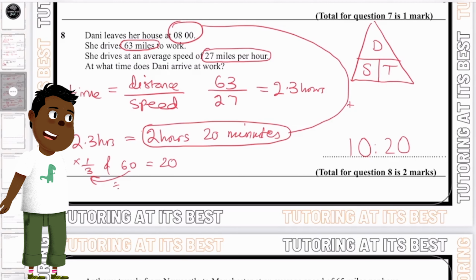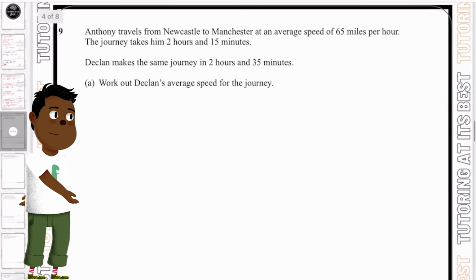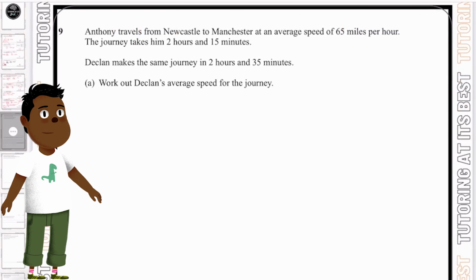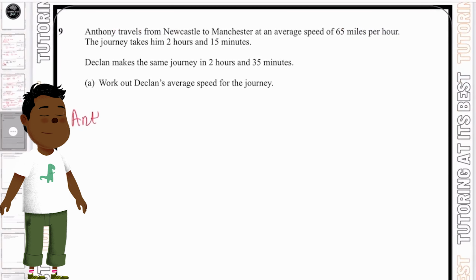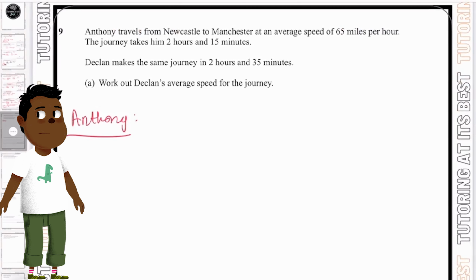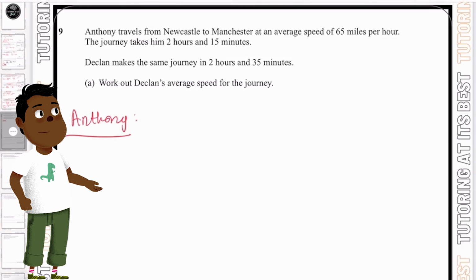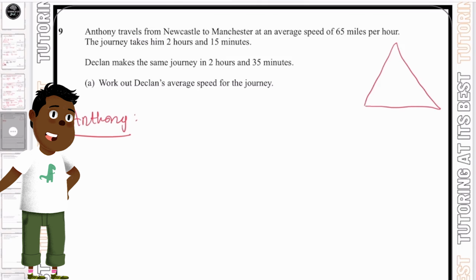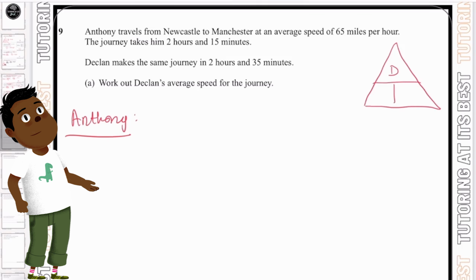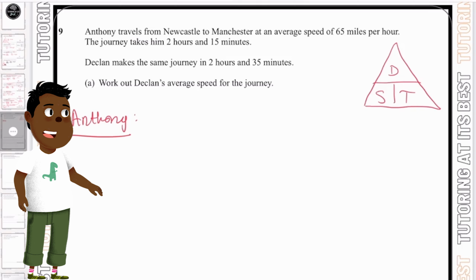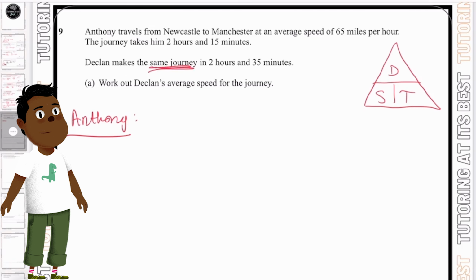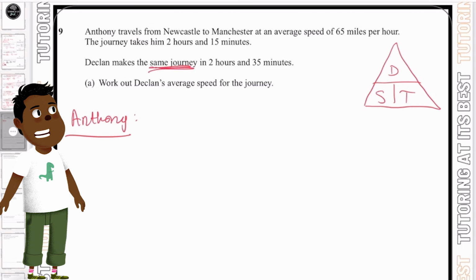Marvellous. So I hope that question was clear. Let's now move over into question 9. So Anthony travels from Newcastle to Manchester at an average speed of 65 miles per hour. The journey takes him 2 hours and 15 minutes, and Declan makes the same journey in 2 hours and 35 minutes. So let's work out Declan's average speed for the journey.